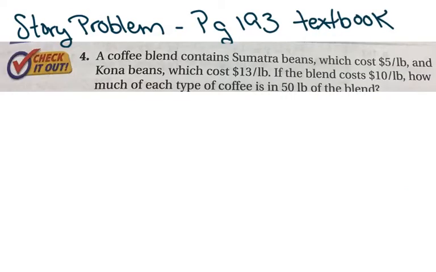All right, last problem of the day. We are doing the story problem from page 193 out of the textbook. All right, so it says a coffee blend contains Sumatra beans that cost $5 a pound and Kona beans, which cost $13 a pound, and the blend costs $10 a pound. So let's talk about our money on here. So the first thing they bring up is Sumatra beans. So I'm going to put that as my x variable. Second thing they bring up is my Kona beans. Okay, so I'm going to put that in there.